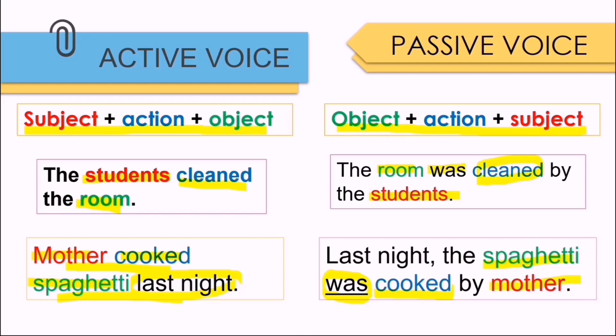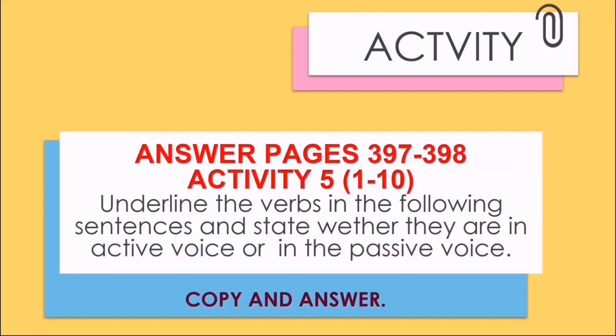Before we discuss our main topic, I want you to answer pages 397 to 398, activity 5, items 1 to 10. So what you are going to do is to underline the verbs. So you are going to identify the verb in the sentence, and state whether they are in active voice or in the passive voice. And write your answers on one whole sheet of paper. Okay?